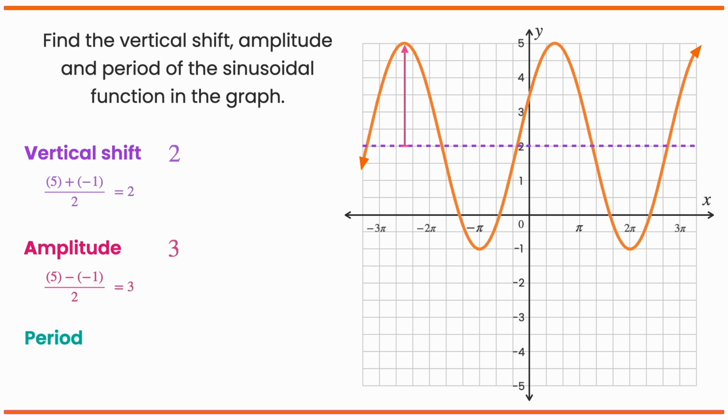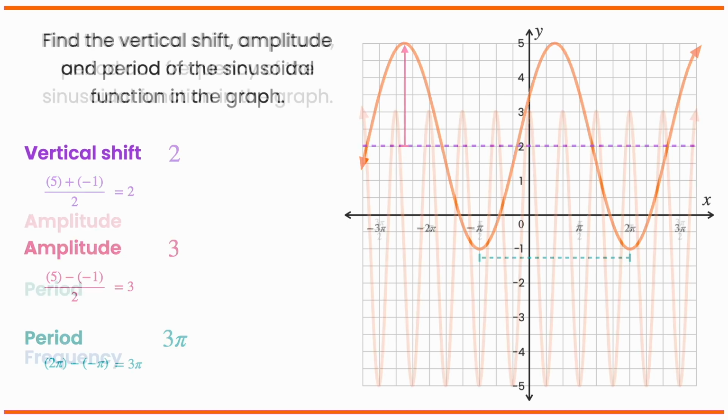Last on our list is the period. We could use the distance between consecutive maxima, but since those points don't match up with tick marks on our x-axis, let's use the minima. It looks like the distance is 3 pi, and sure enough, if we find the difference between those x values, we can be confident that our period is 3 pi. Great work! Let's try another together.